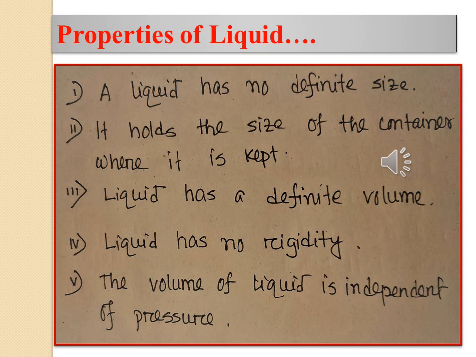Now the fourth point is liquid has no rigidity like a solid body. Now the fifth point is the volume of liquid is independent of pressure. By applying pressure, you cannot change the volume of the liquid. So you can say the volume of liquid is independent of pressure.